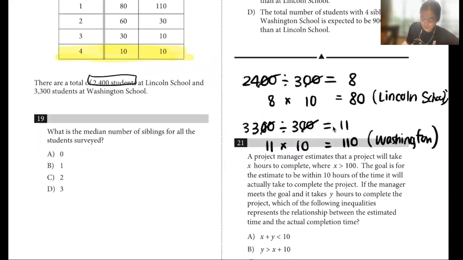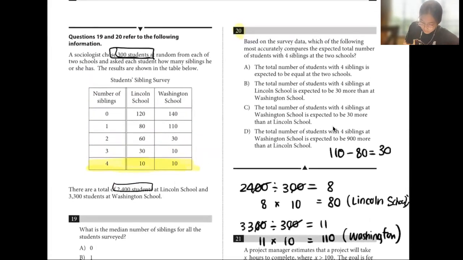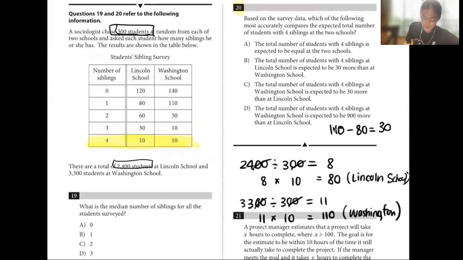So from those two numbers, we can calculate 110 minus 80 is 30. And out of all these, the total number of students with 4 siblings is expected to be equal at 2 schools. Well, it's not 80 and 110. The total number of students with 4 siblings at Lincoln School is expected to be 30 more than the Washington School. No, it's 30 less than Washington. So the total number of students with 4 siblings at Washington School is expected to be 30 more than the Lincoln School. Well, yes, it's right.